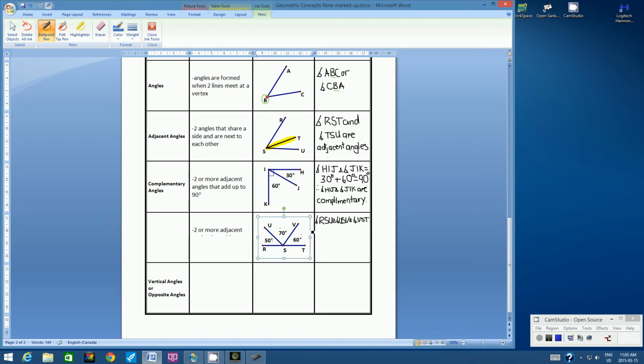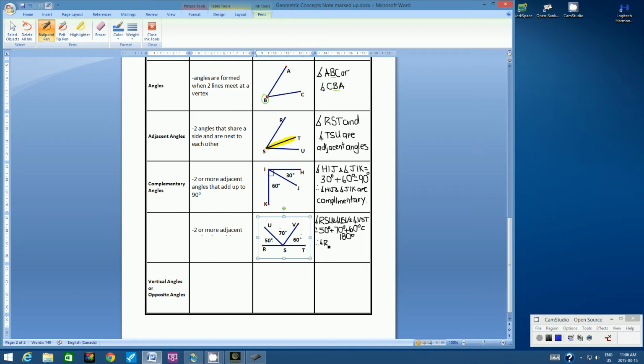Okay, equals. So angle RSU is 50 degrees, that's its measurement. Angle VSU is 70 degrees. Angle VST is 60 degrees. And if you add all of those up, they equal 180 degrees. Therefore, I'm going to have room.